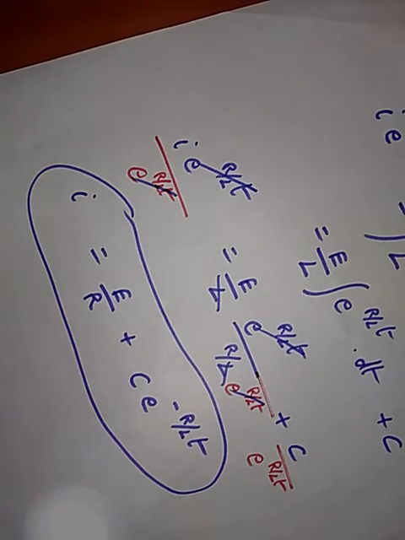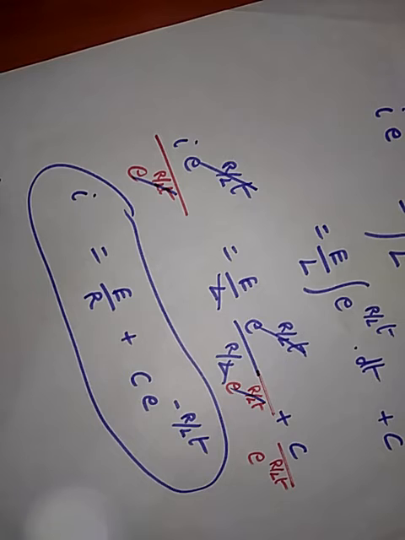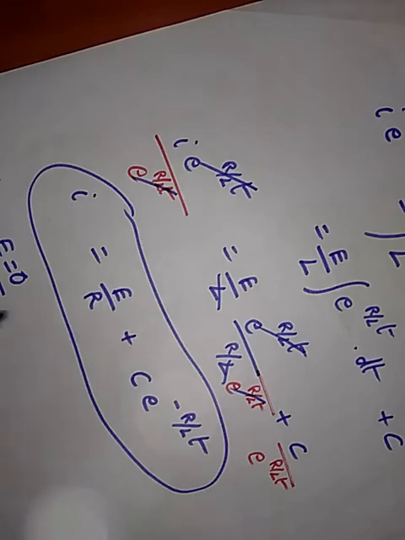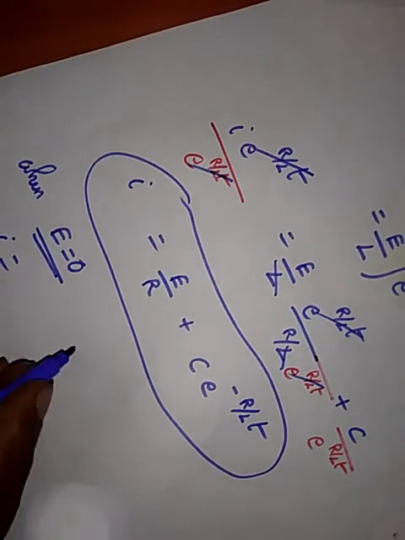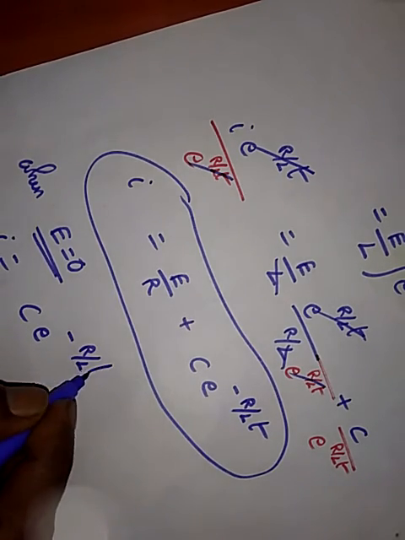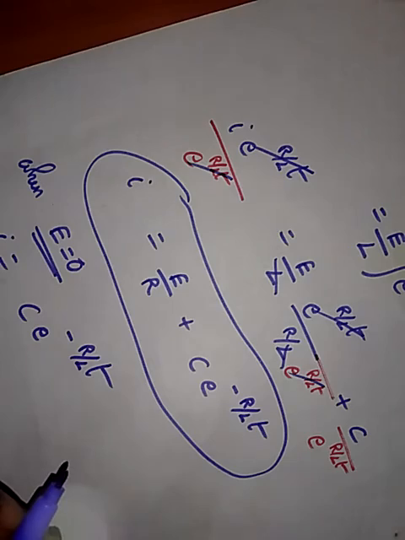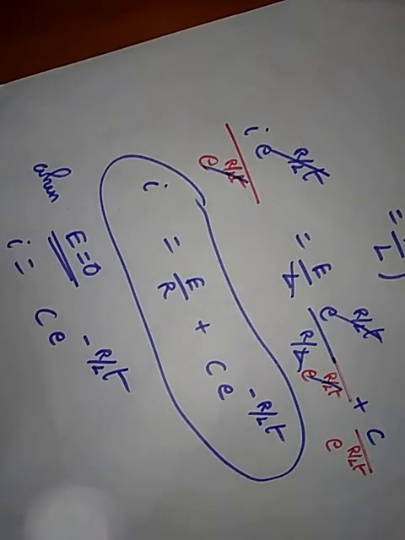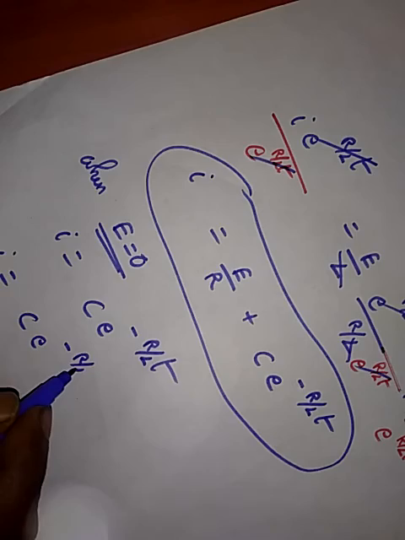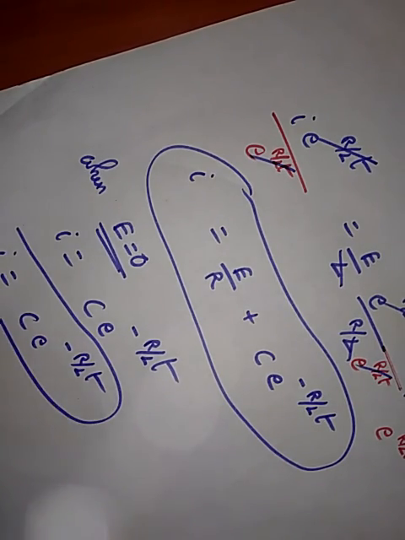Now in the question it is given that E is equal to 0. What happens when E equals 0? You substitute E equal to 0, so this term becomes 0. Therefore you will be having c e power minus R by L t. So the solution for the given problem is I is equal to C e power minus R by L t. So this is the answer.